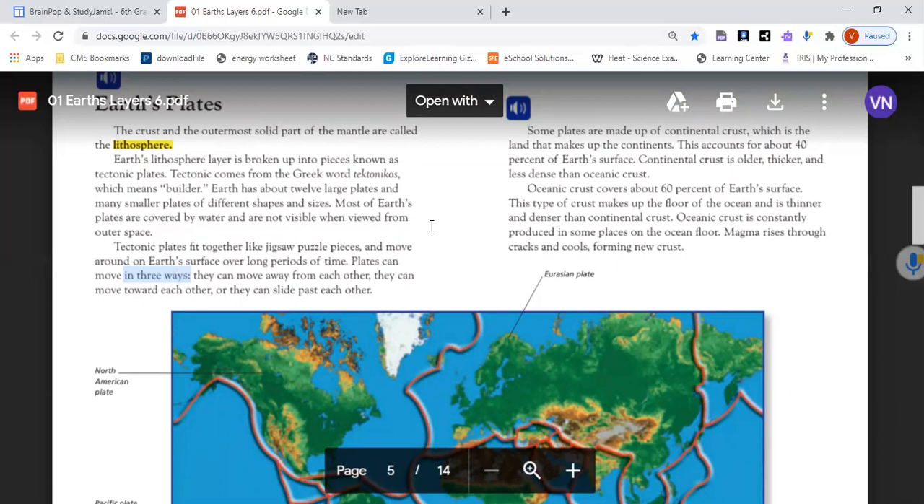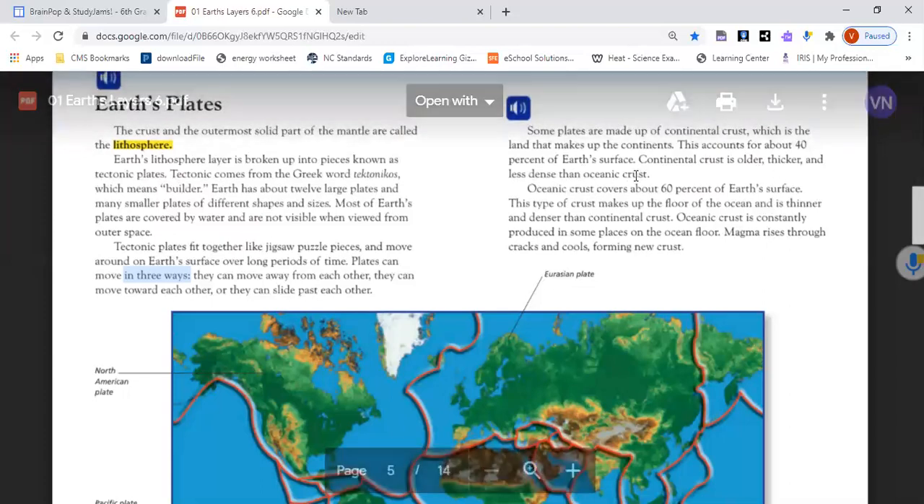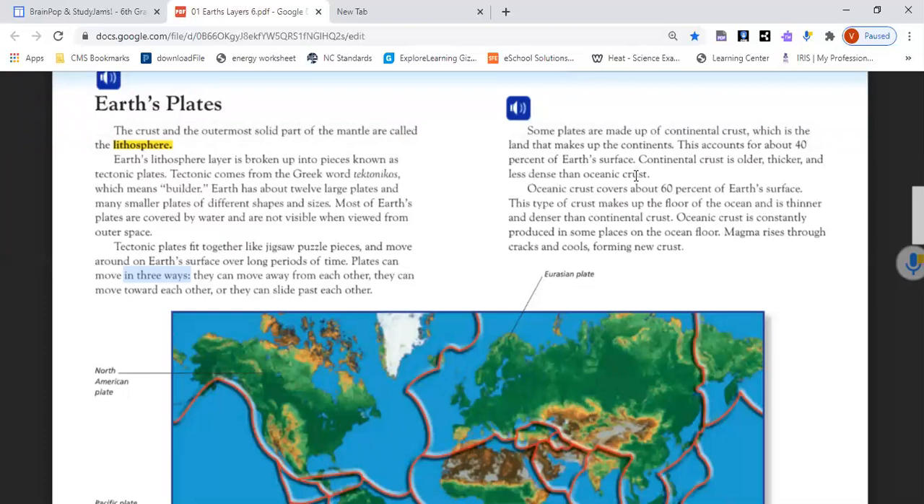Okay. Some plates are made up of continental crust, which is the land that makes up the continents. So obviously continental crust means that the crust is made up of land. This accounts for about 40% of Earth's surface. Continental crust is older, thicker, and less dense than oceanic crust. So there are two types of crust. One is continental, which means land-made crust, and the other one is oceanic crust. Continental crust is always thicker and older, while oceanic crust is denser.